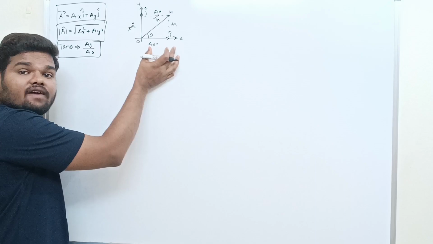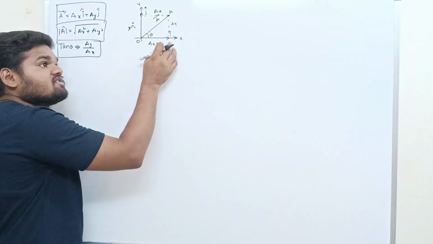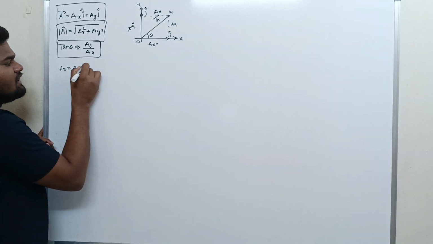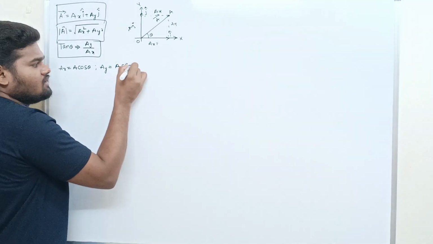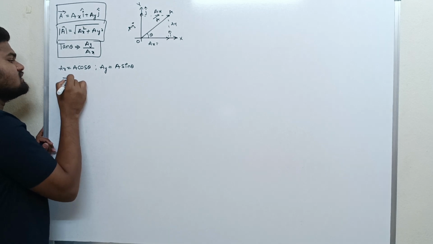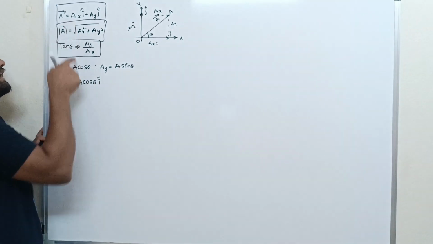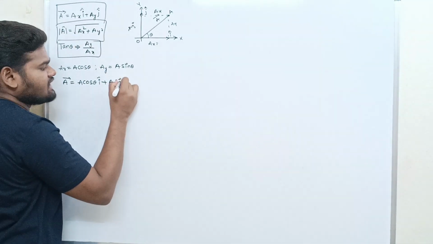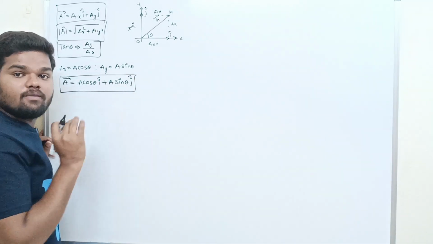To find the values of AX and AY, we take one right angle triangle OAB. From this right angle triangle, we get AX is equal to A cos theta, and AY is equal to A sin theta. After substituting the AX, AY values in this equation, we get A bar is equal to A cos theta into I cap plus A sin theta into J cap. All these things we discussed a few minutes ago.